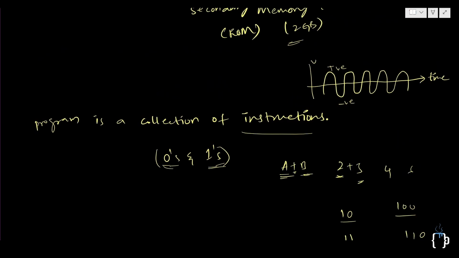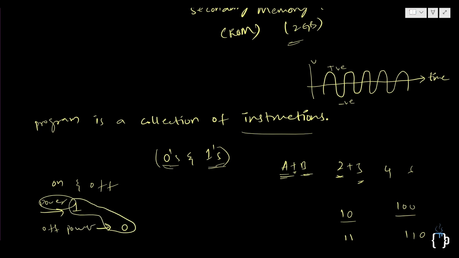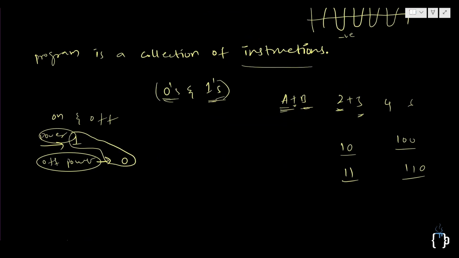Generally, a system understands only on and off. When we supply power, it understands it as a one. Okay, it is one. When we turn off the power, it is zero. Whether it has power or doesn't have power, that's all a system understands. We represent this power on and power off as 1 and 0.